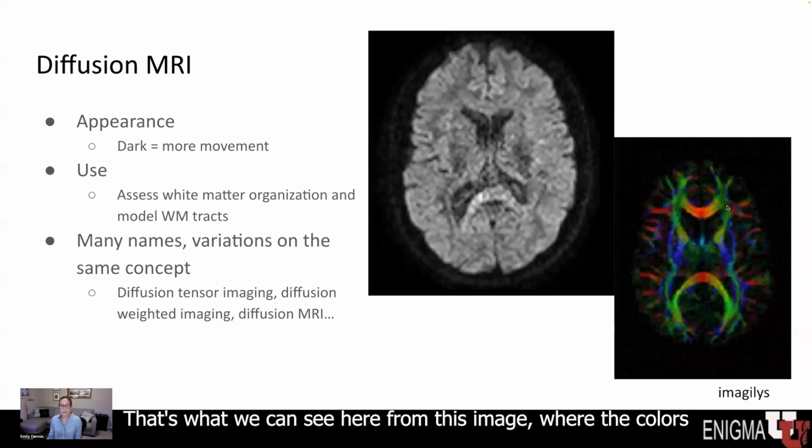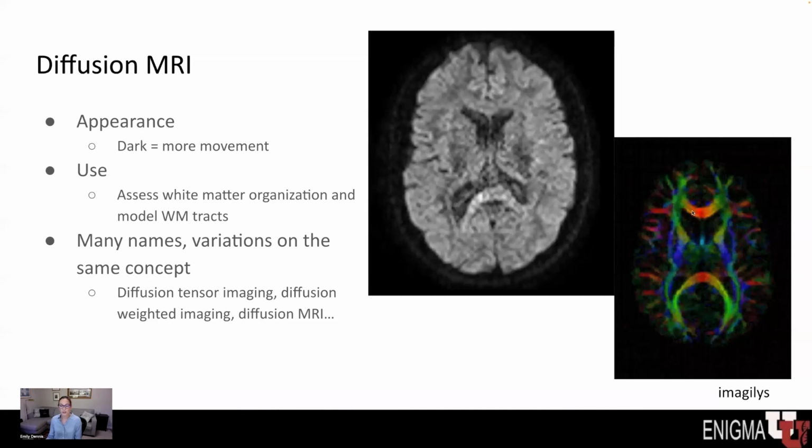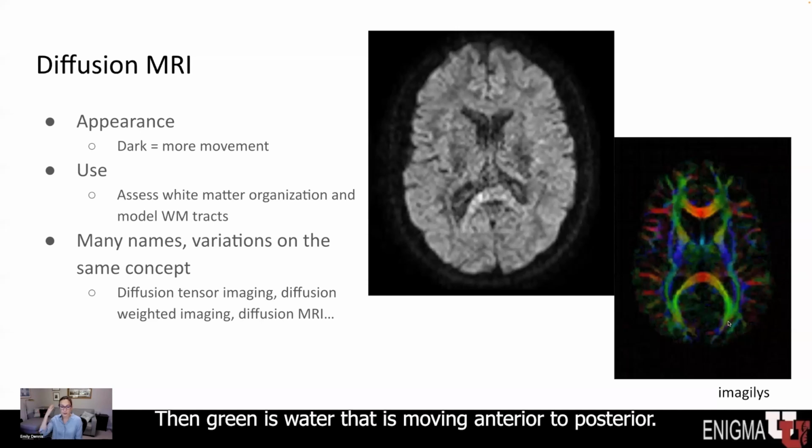And that's what we can see here from this image, where the colors correspond to the direction of water movement, the primary direction. So here in the corpus callosum, where things are generally moving left-right, it's red. In the blue tracts, like the corticospinal tract, that's where water is moving superior, inferior, and then green is water that is moving anterior to posterior.